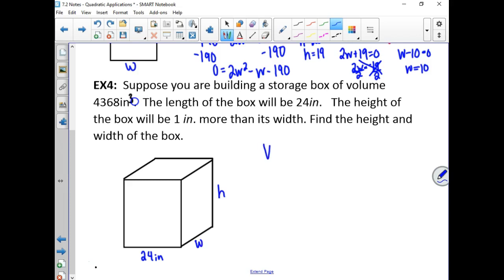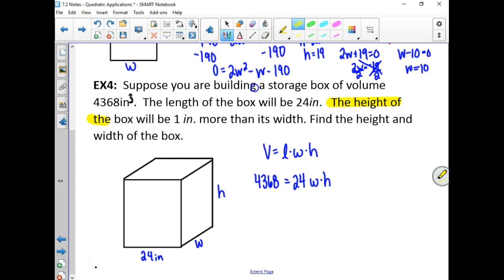To find volume, we do length times width times height. And we know our volume is 4,368 inches cubed. Our length is always 24. And we have width times height. We can't solve this with width and height, so we need to go back to our problem and look for that extra information we can use, and here it is.